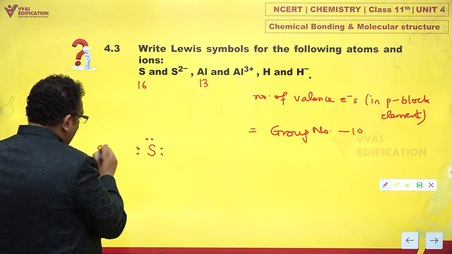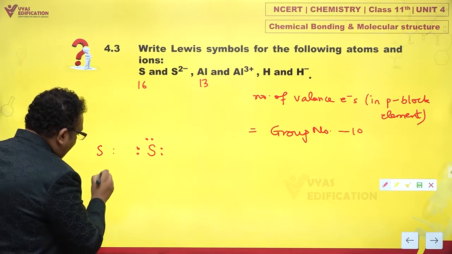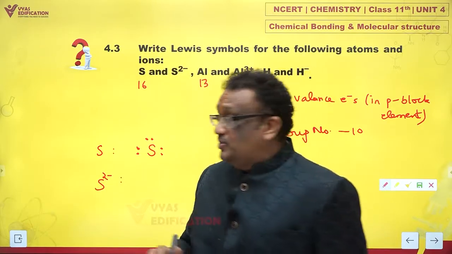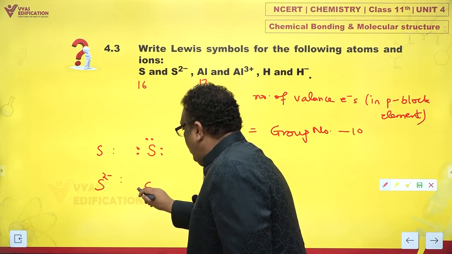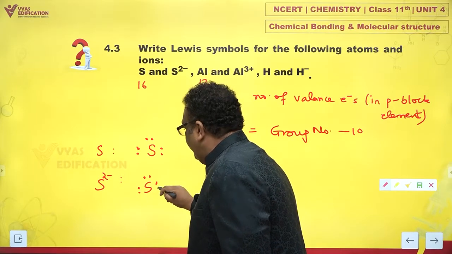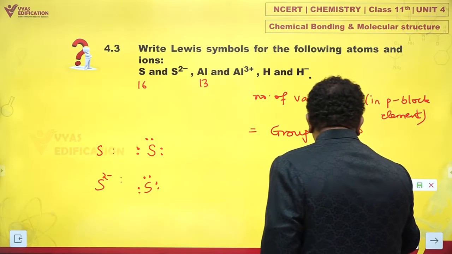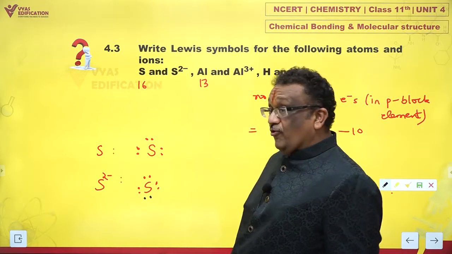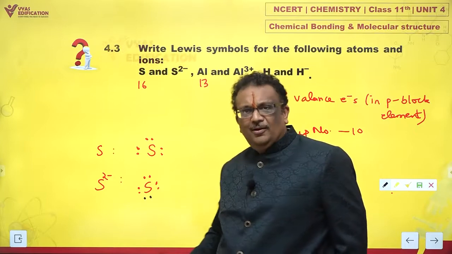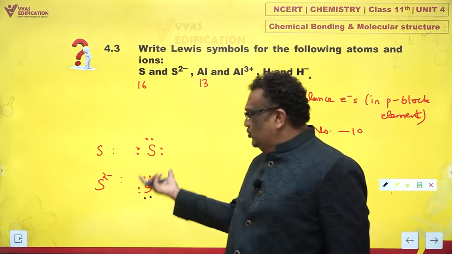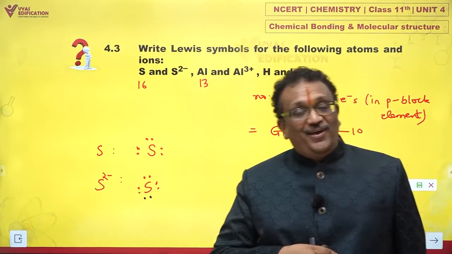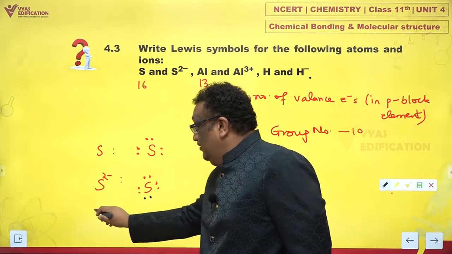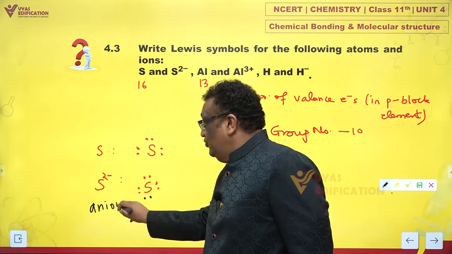This is sulfur. What about sulfide ion? A -2 charge indicates that there are 2 extra electrons. If there are 2 extra electrons, it already had 1, 2, 3, 4, 5, 6, and 2 more would make it like this. I have drawn the extra electrons in black color. You don't have to change the color. I'm just doing it so that I can point it out to you. Right? This is sulfur and sulfide ion, atom and anion. This is how you deal with this.